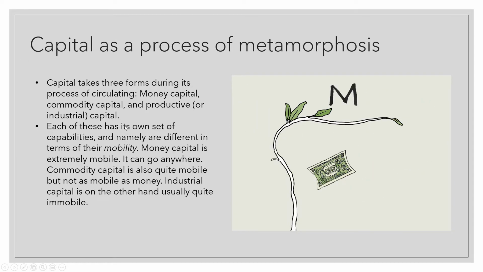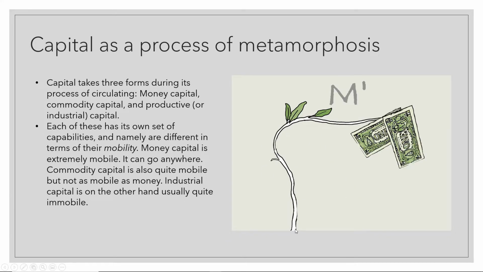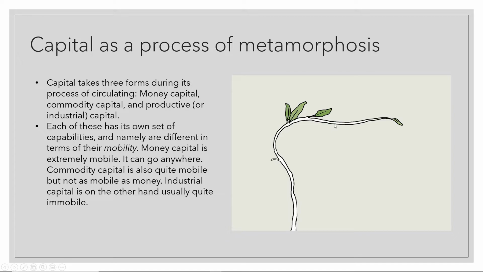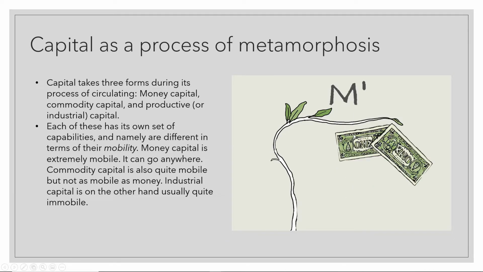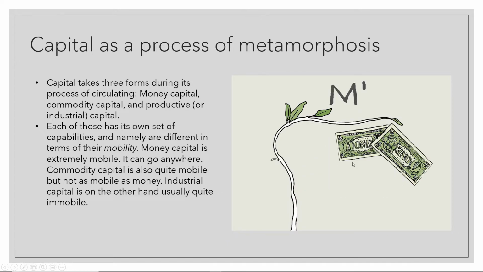And then the commodity capital is also quite mobile, but it's not as mobile as money. I think this GIF sort of missed an opportunity to illustrate that. What it should have, I think, is commodities climbing up as a caterpillar. I think that in terms of mobility, commodities are the caterpillar, and then production is the cocoon. I don't like that they have the cocoon labeled C there. The cocoon should be labeled P. The cocoon is the productive process. It's the least mobile part of the whole thing.